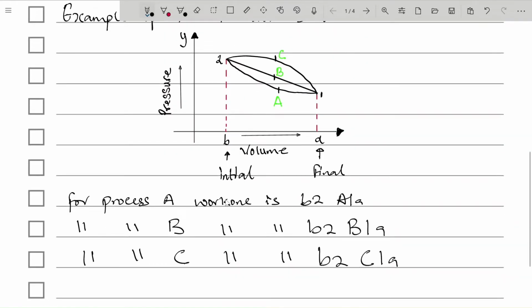You can see that for process A, work done from B2 to A1A is different from work done in process B, which is B2 B1A. It's also different from the process followed in C, which is B2 C1A. So path function depends only on the path followed by the thermodynamic process, irrespective of the initial and final state of the process.